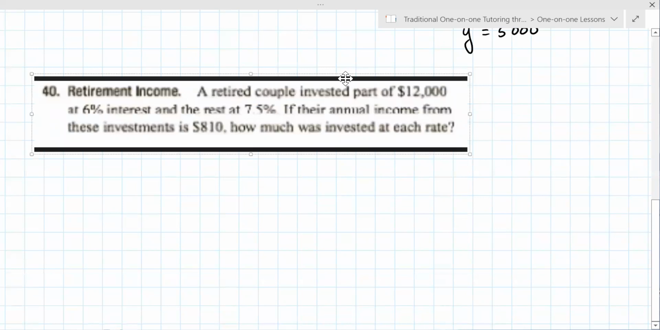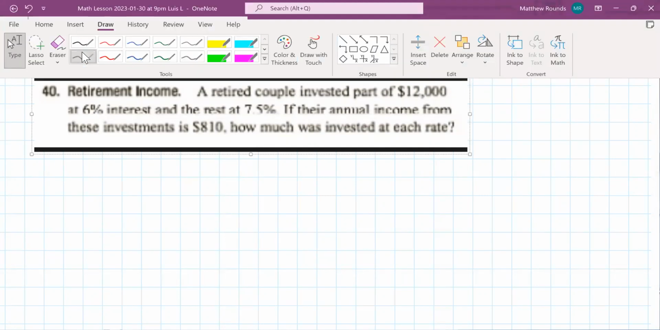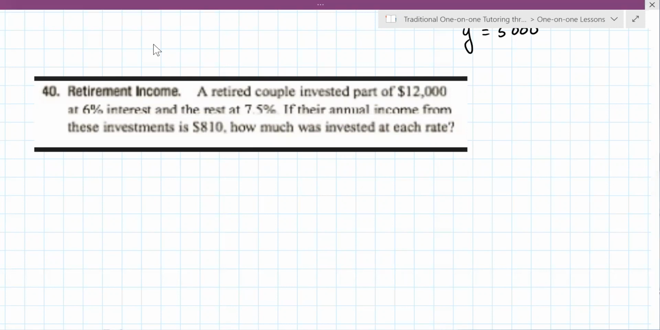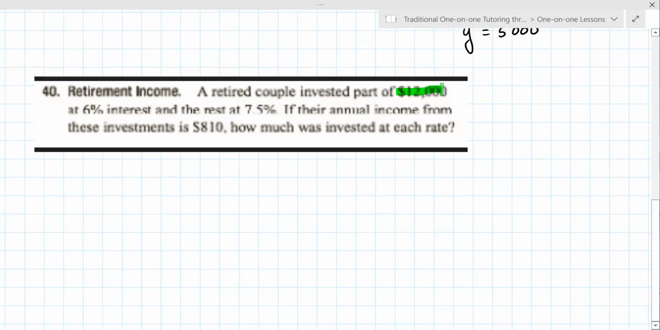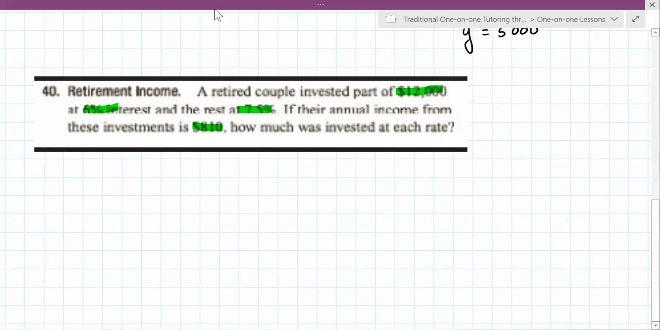It says a retired couple invested part of $12,000. That means they have $12,000 total, at 6% interest, and the rest at 7.5% interest. If their annual income from these investments is $810, how much was invested at each rate? So it's really similar. There's a total equation, and then we've got to deal with the interest rates.